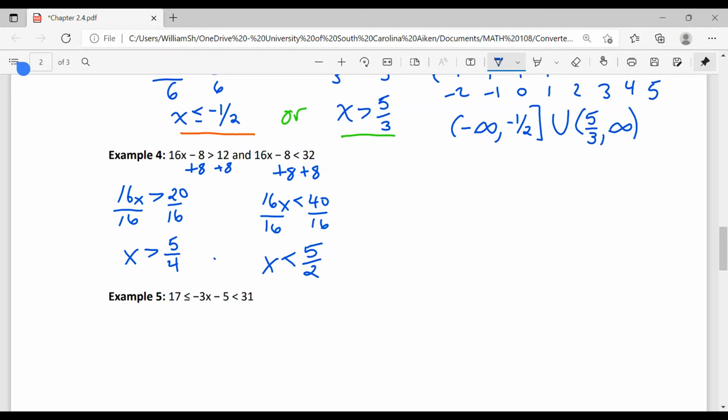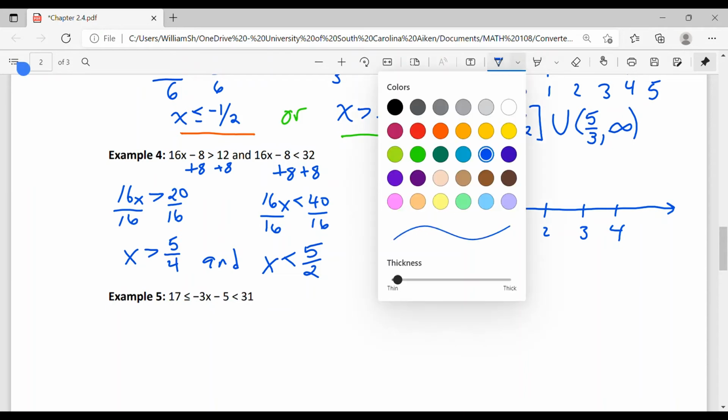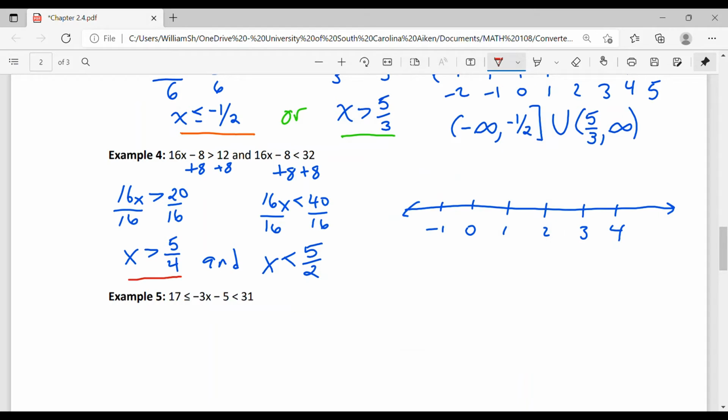This is an AND statement, so we need both of these to be true at the same time. I'm going to draw my number line here. I'm going to go -1, 0, 1, 2, 3, 4. Okay. I am going to graph this one first. X is greater than 5/4. Now 5/4 is like 1 1/4. So it's about right here. It's an open circle. And x needs to be greater than that.